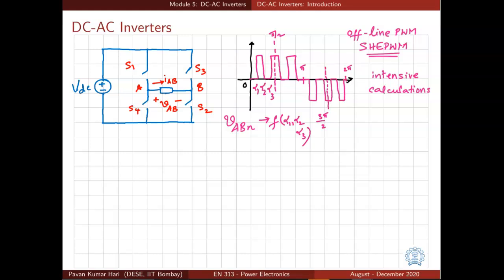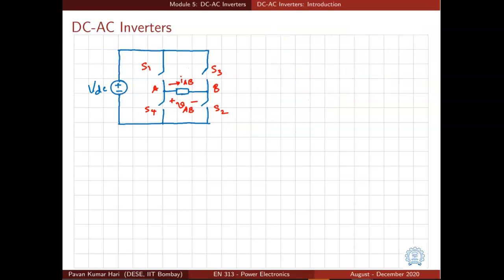However, this method requires some intensive calculations, so it has limited applications. So people started thinking about achieving these objectives in a better manner, and the better method of switching can be understood by looking at an individual leg, for example S1, S4. The analysis will be more convenient if we replace the DC source by two capacitors, and the midpoint of the connection is denoted by O.